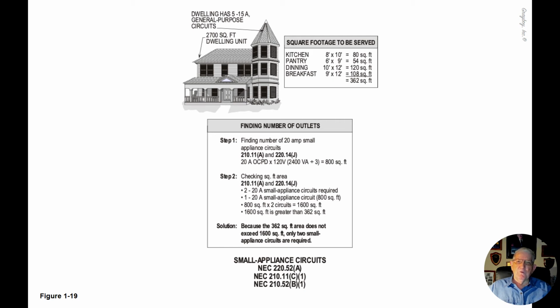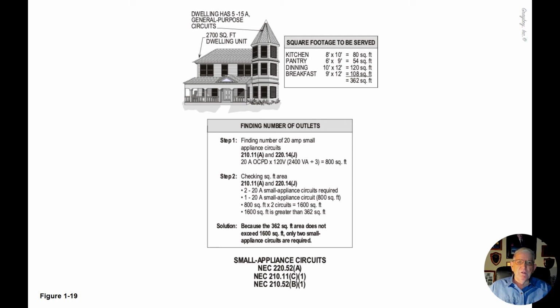Now, if you review this illustration, this particular dwelling unit has five 15-amp general purpose circuits. It's a 2,700 square foot dwelling unit, as you see in the illustration.